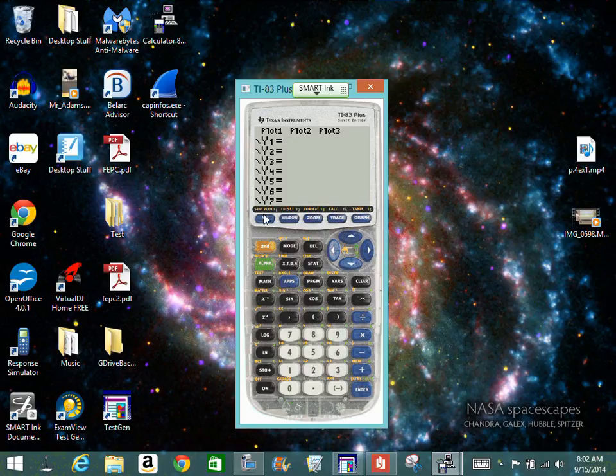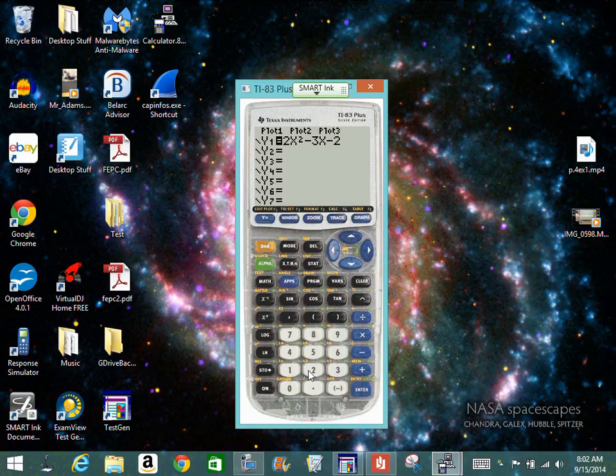I kind of went quick. In order to plug in an expression, function, or equation, you just click the Y equals button from the home screen. You guys should know that by now, but anyways, 2 times x squared minus 3x minus 2. That's the whole expression.